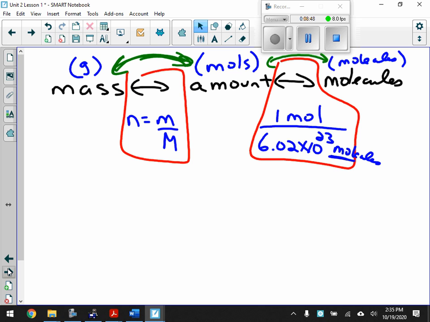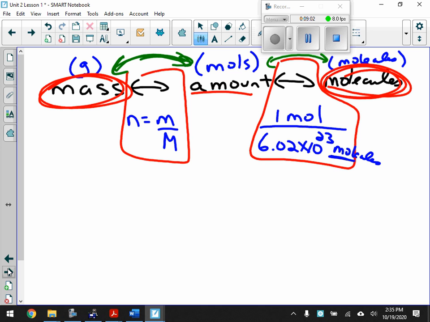Because this is going to be your little roadmap here that you're going to use to say, okay, they're giving me this, the mass, 75 grams, that's where I am. And I need to get to molecules, yes? And to get to molecules, I've got to go through moles. He's the middleman. There's no skipping around the middleman.